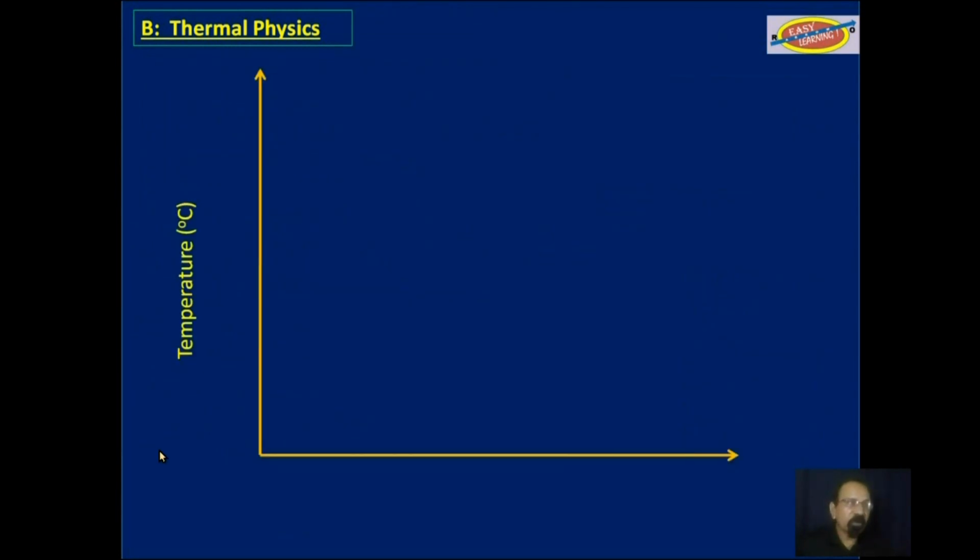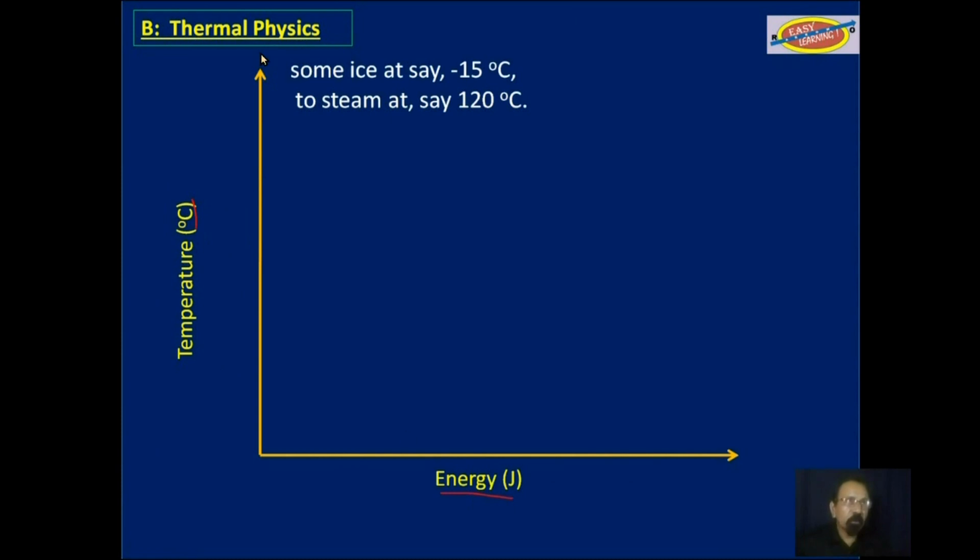Consider for a moment that we have a graph like this. On the y-axis we have temperature, and on the x-axis we have energy. Suppose you are told to calculate the energy required to convert some ice at negative 15 degrees Celsius to steam at 120 degrees Celsius. You will be given the mass, how much? Well, first of all, you need to make a sketch of what is required. We will set up the melting point and the boiling point of water. And then we will assume that somewhere down here is negative 15 degrees Celsius.